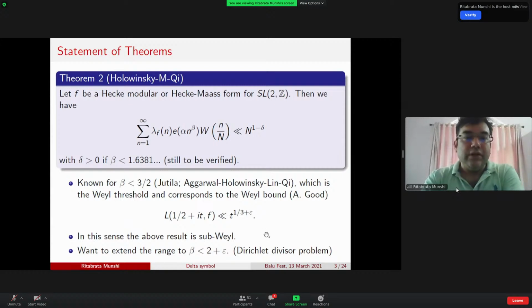Okay. So in that sense, this range extends to something sub-Weil. So going beyond beta 1.5 is sub-Weil in this problem. So it's something about sub-Weil in GL2. But our main target is to really extend the range beyond 2, and it seems to be a very difficult problem. And the main motivation is it's related to the analog of the Dirichlet divisor problem for cusp forms.